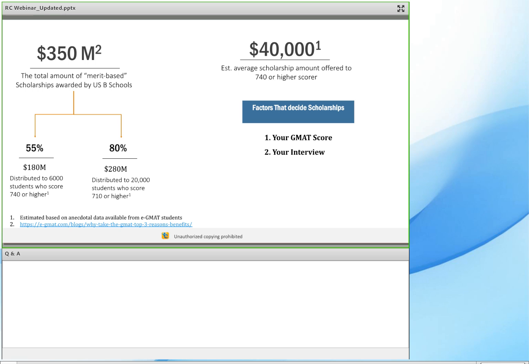And what does your scholarship or fellowship depend on? Two things. One is your GMAT score. The second is your likability during the interview. And I know this because I had multiple full rides when I applied to B schools.